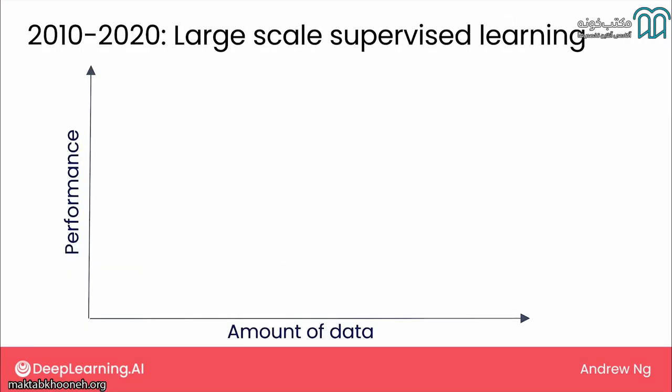So it turns out the decade of around 2010 to 2020 was a decade of large-scale supervised learning. And I want to touch on this briefly because it turns out this laid the foundation for modern generative AI.